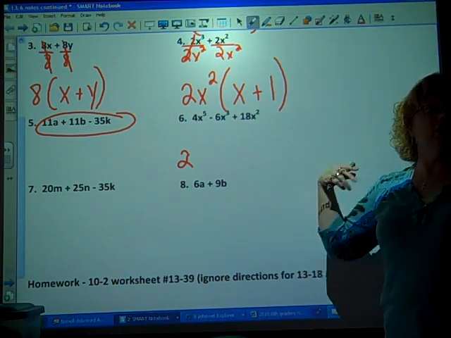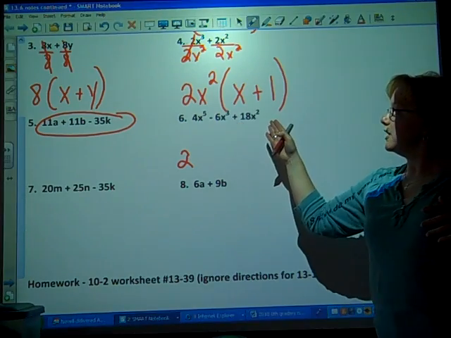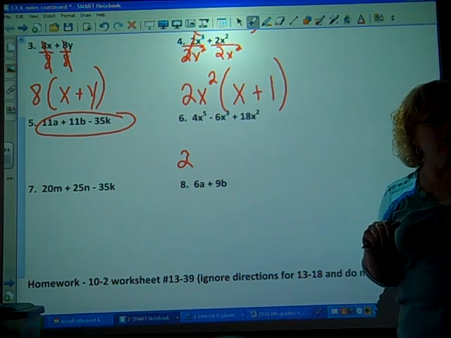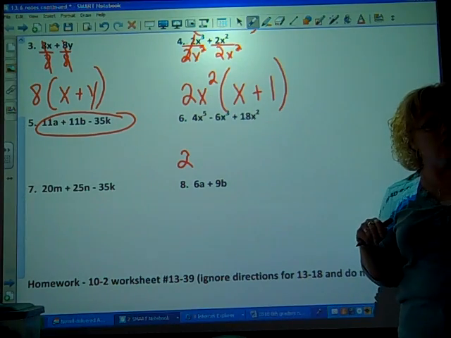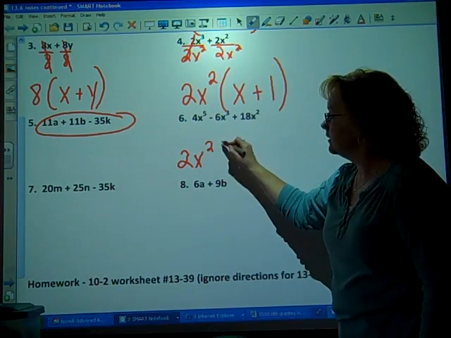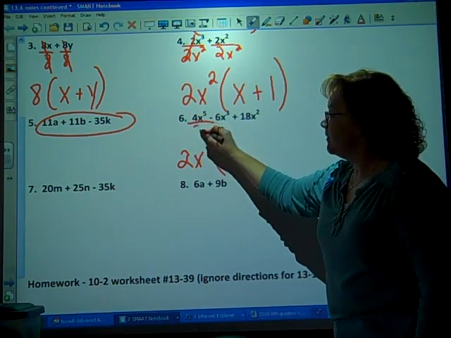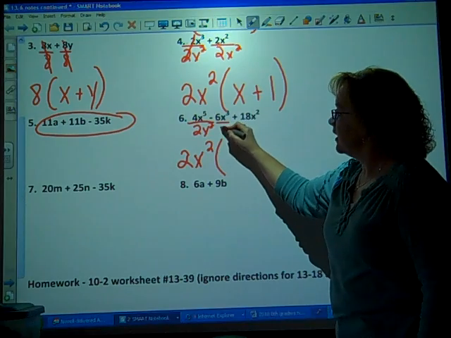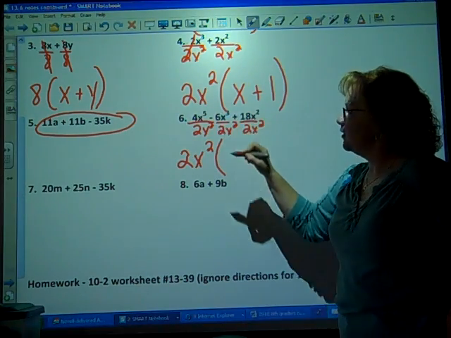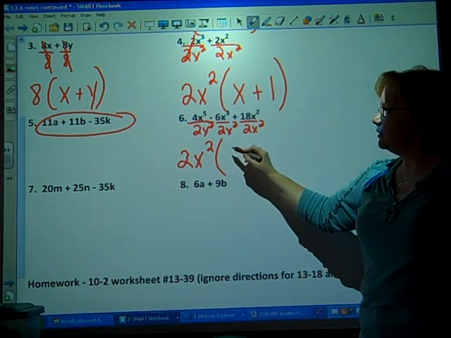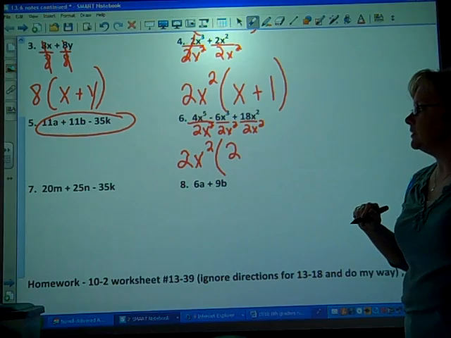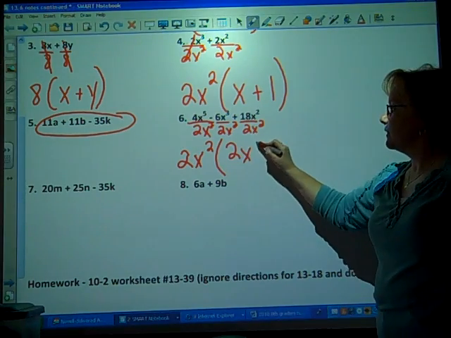Okay, so here's what you want to remember. When you're looking at that, and if they all have x's, find the one with the lowest exponent, and that's the most you can pull out, okay? So this is x to the 2nd. So I'm going to divide out by 2x squared. Well, what's 4 divided by 2? 2. What's x to the 5th divided by x to the 2nd? x to the 3rd.